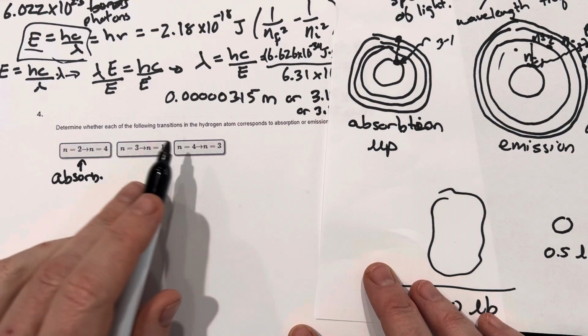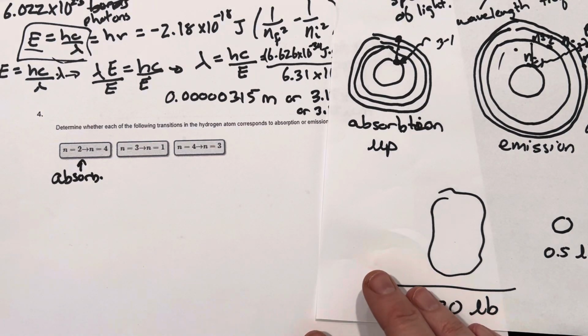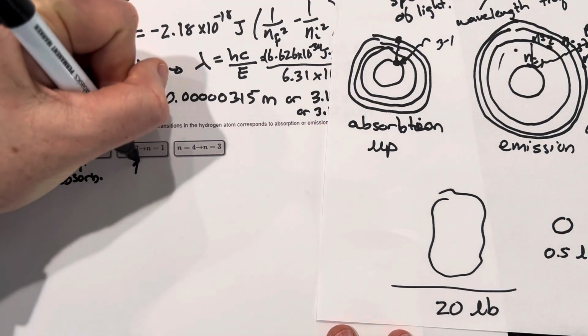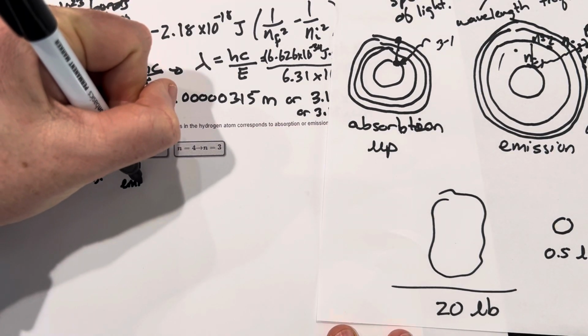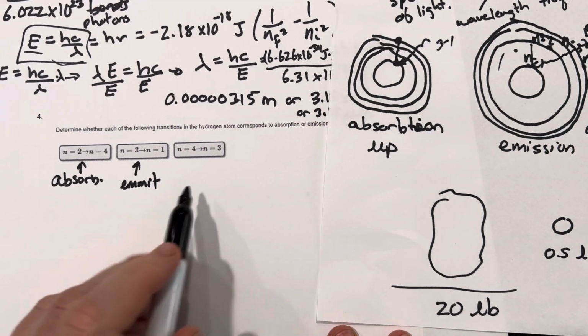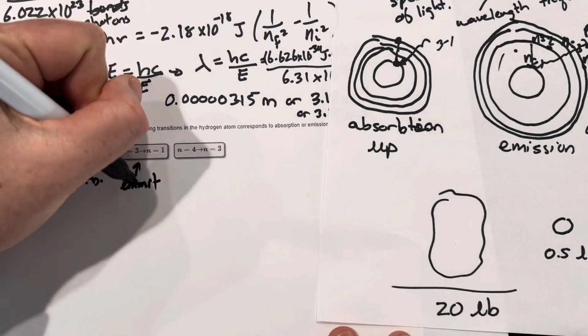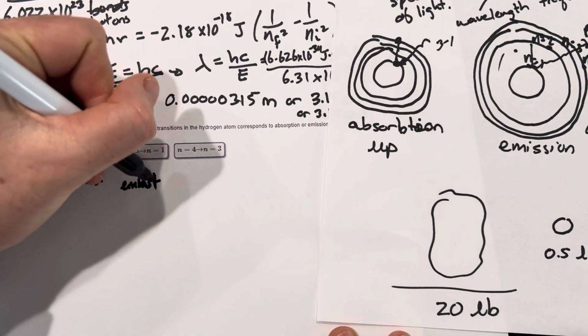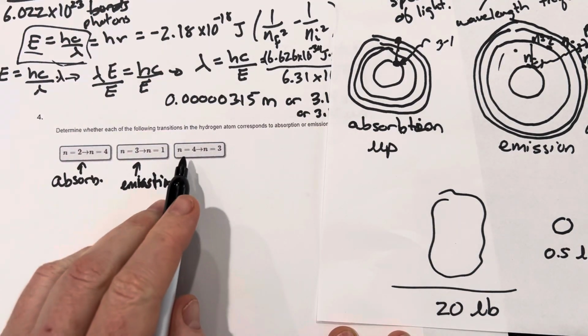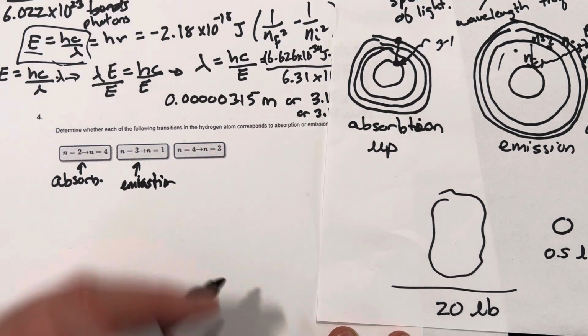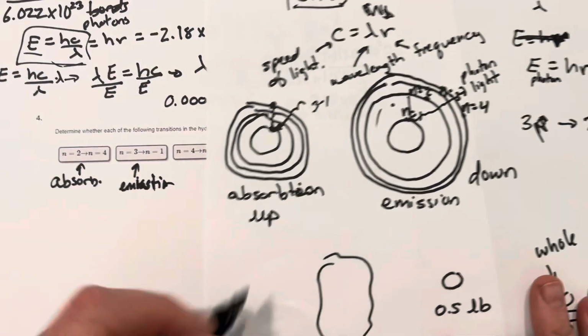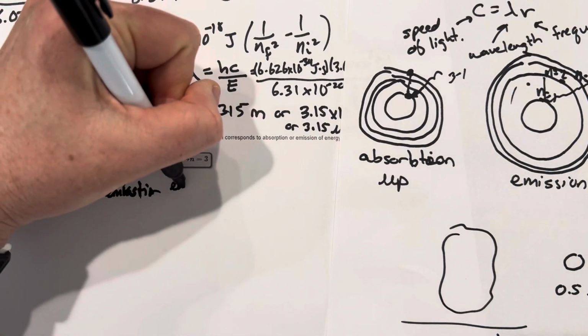Here we went from a 3 to a 1. I don't know about you, but I agree. If you fall from a 3 to a 1, that went down. This was emission. And then here we have going from a 4 to a 3, falling down, and something falls down. Again, it's emission.